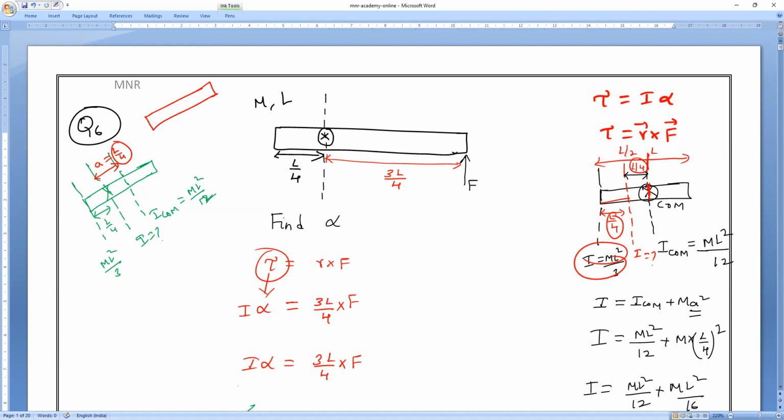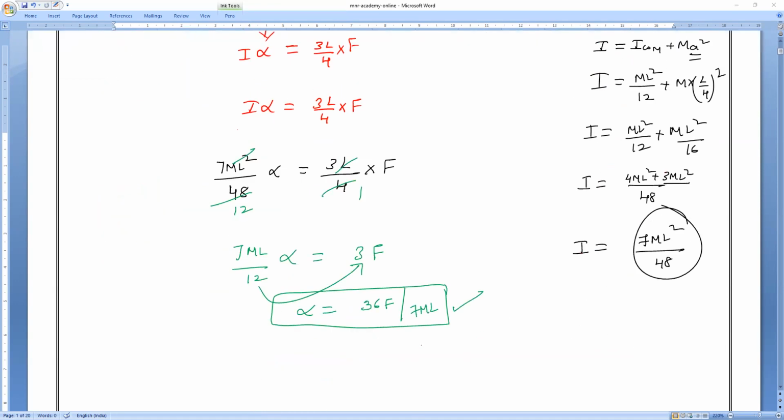Because you can see if it is center pivoted, this whole distance is L/2 and the remaining distance is also L/2. Now it is pivoted exactly at L/4, which means the remaining distance is also L/4. If you solve it, you will get alpha equals 36F divided by 7ML. So that's all it is.